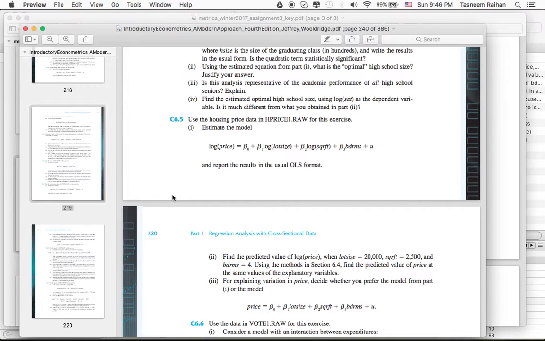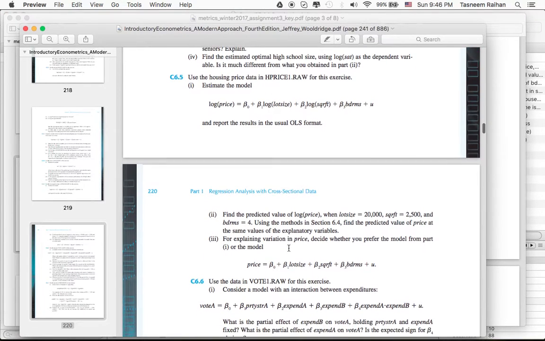Okay, let's take a look at the second question. It says, find the predicted value of log price when lot size equals 20,000, square feet equals 2,500, and bedrooms equals 4. Let's do that first. What we're going to do here is plug in the value of lot size, 20,000, right here, and the square feet, 2,500, right inside this parenthesis. Number of bedrooms equals 4 here, and we have already estimated beta 1, beta 2, and beta 3 using Stata.